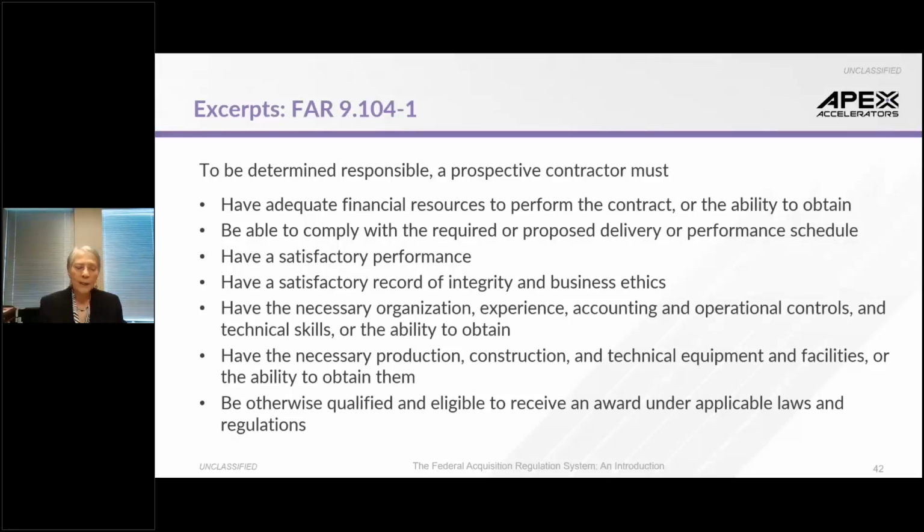Responsibility is an issue that the contracting officer has to determine before they award the contract. So they have to decide that you have adequate financial resources, that you're able to comply with the required delivery, that you have a satisfactory performance record and satisfactory record of integrity and business ethics, that you have the necessary organization, experience, accounting, and operational controls, etc., to perform this contract. If you are determined not responsible, it means that they don't believe you have all of the resources necessary to perform that specific contract. And there are some interesting things related to that we can look at in another webinar.